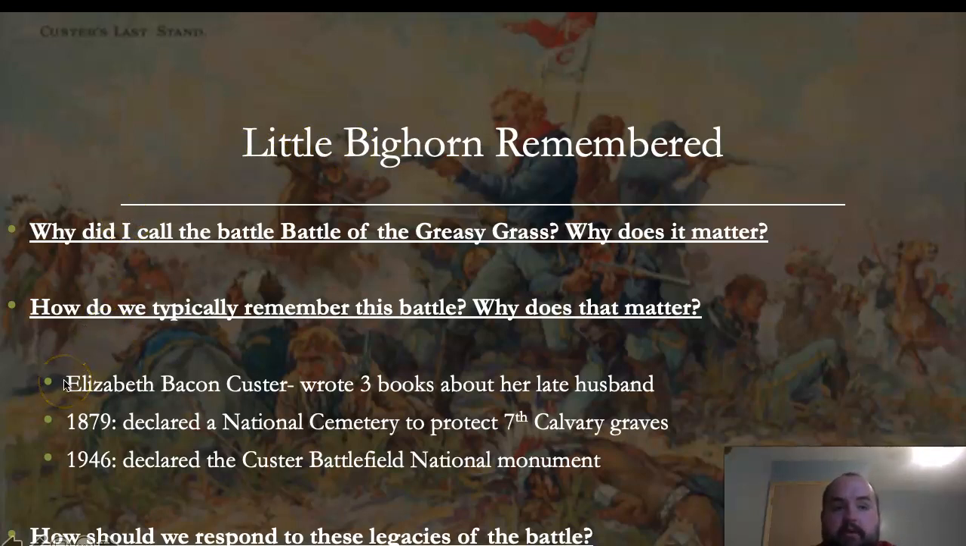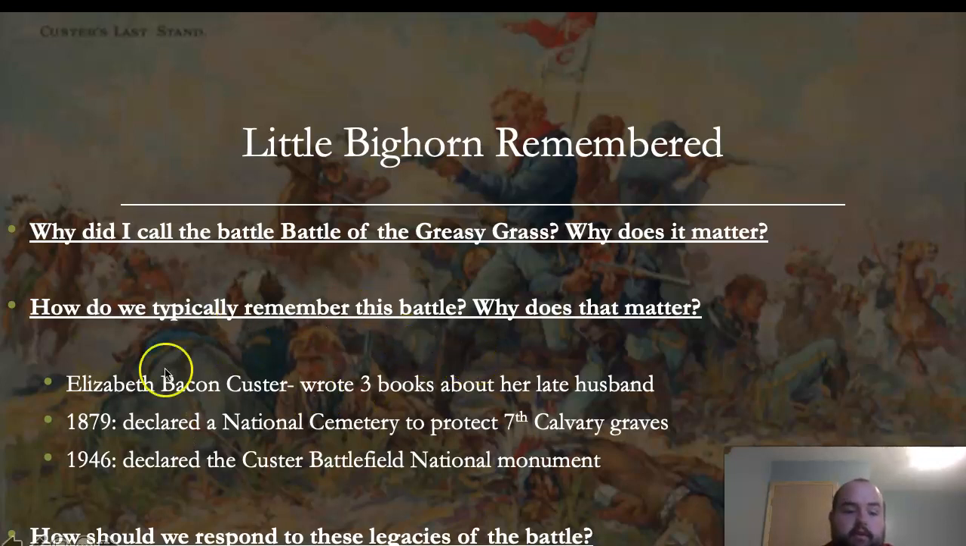So, a couple of things I wanted to mention about how the battle has been remembered throughout history. One of the biggest inspirations for popular depictions of the battle was actually Elizabeth Bacon Custer, George Custer's wife. She wrote 3 books about her husband, which all, of course, praise his bravery and tactical genius, which informed many of the depictions of the battle since. In 1879, the area was declared a national cemetery to protect 7th Cavalry graves. This is probably a very relevant issue because of the issue of how to deal with Confederate national cemeteries to this day.